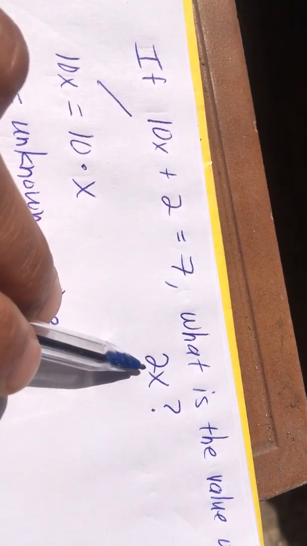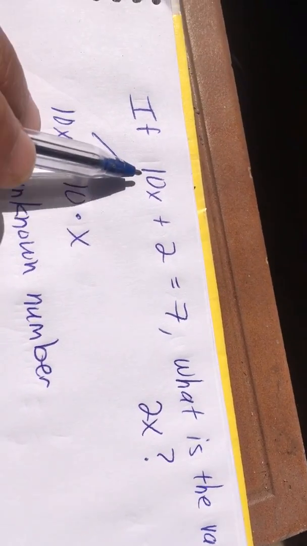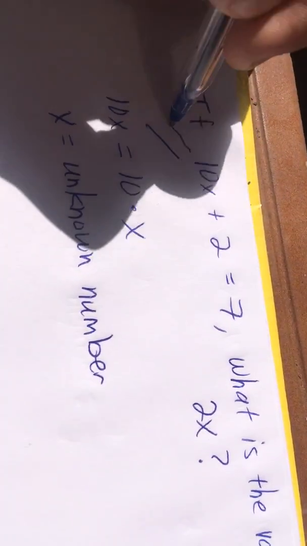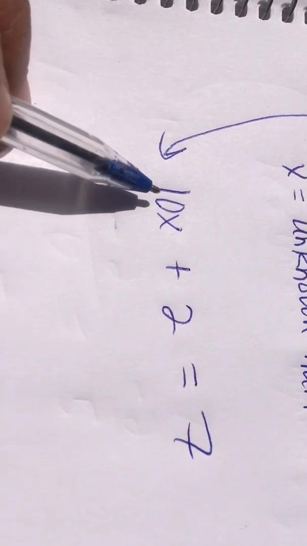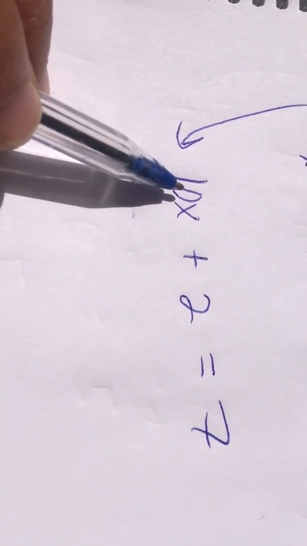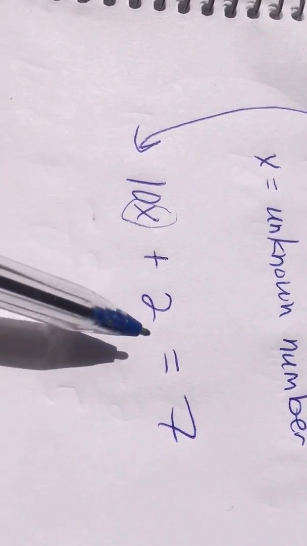In order to solve this equation to find what is the value of 2x, let's first rewrite this equation. Okay, so here we go. So we have 10x, or 10 times x, 10 multiplied by x, plus 2 equals 7. Okay? Our goal is to get x by itself, completely alone. So let's check right now.